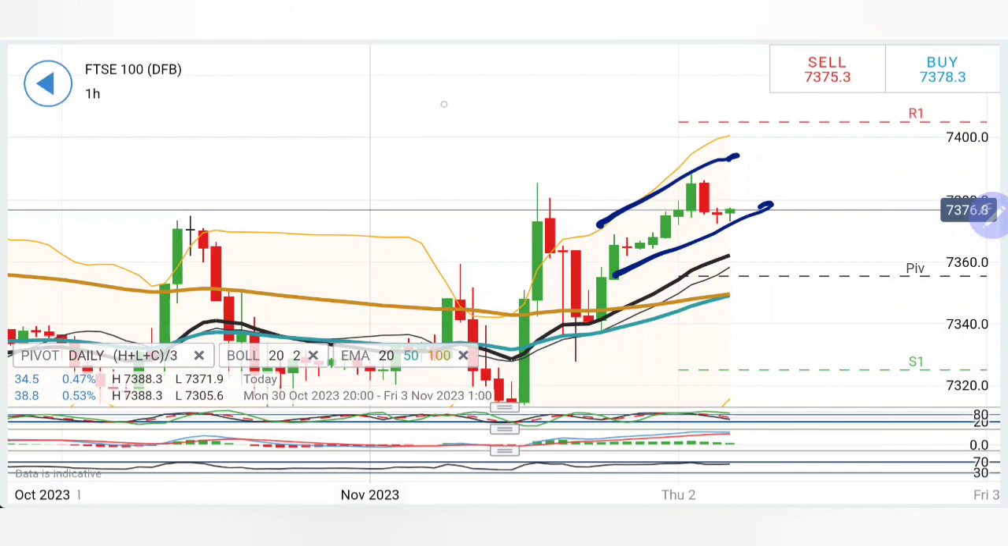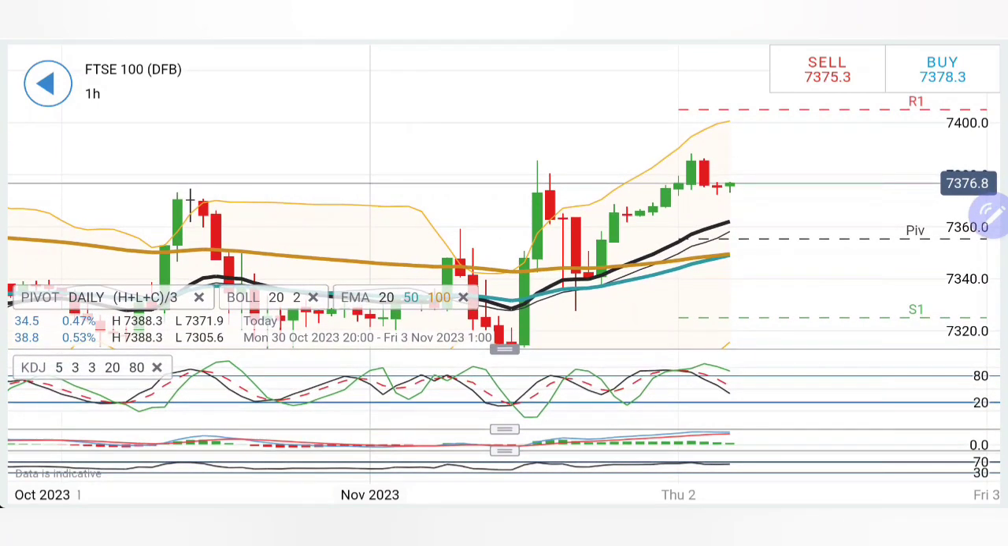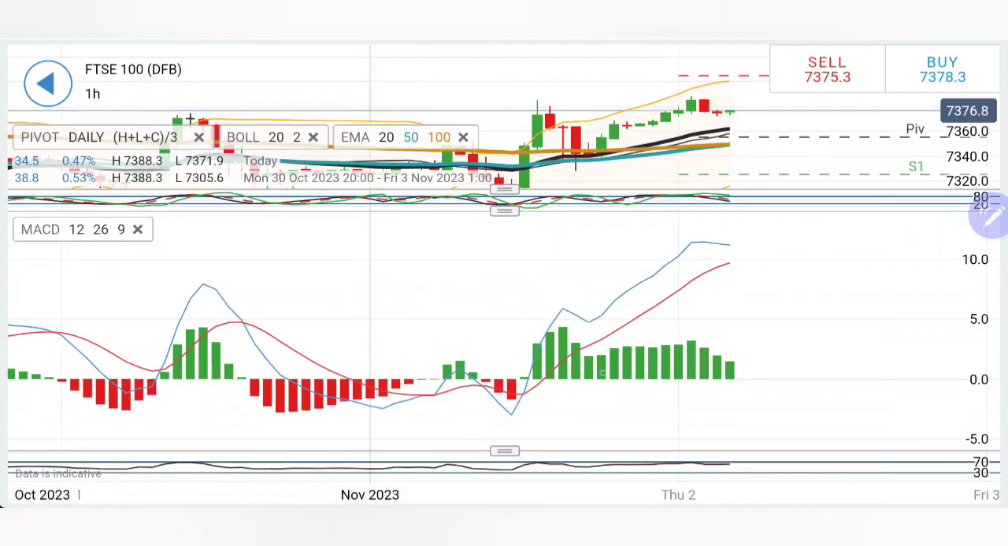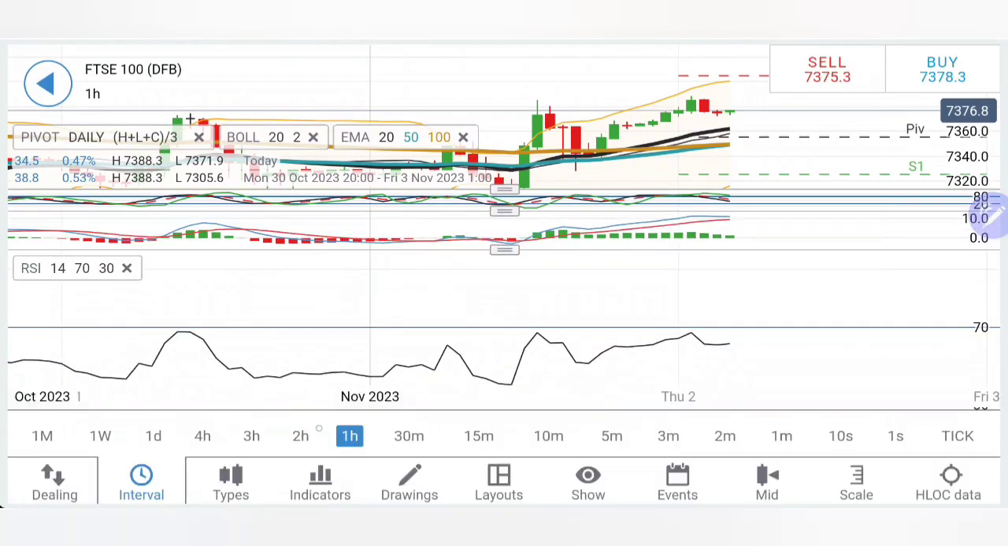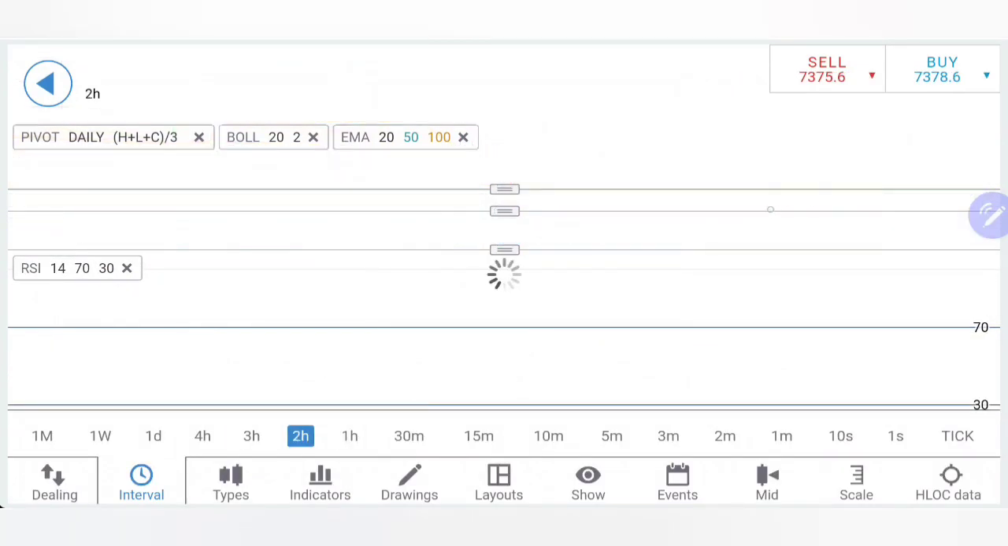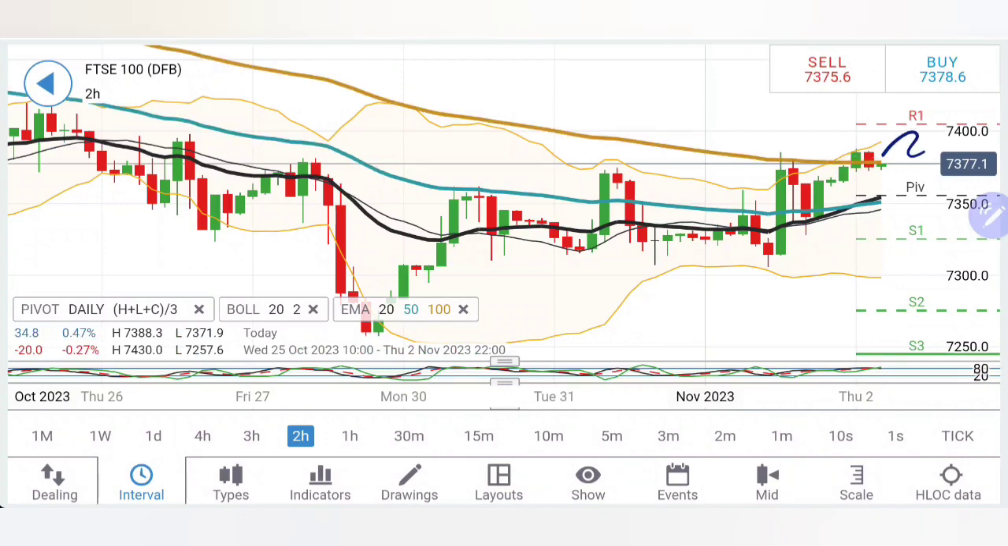I will wait for a breakout below 7360 for FTSE 100 to trade bearish. Stochastic has dropped. MACD is trading with extreme bullishness. It can possibly converge. RSI is trading flat. Now look at the 2-hour charts.